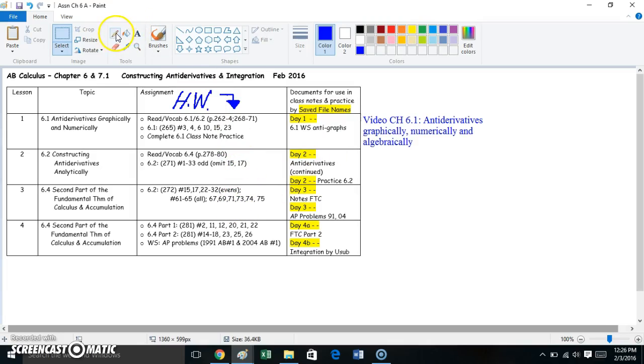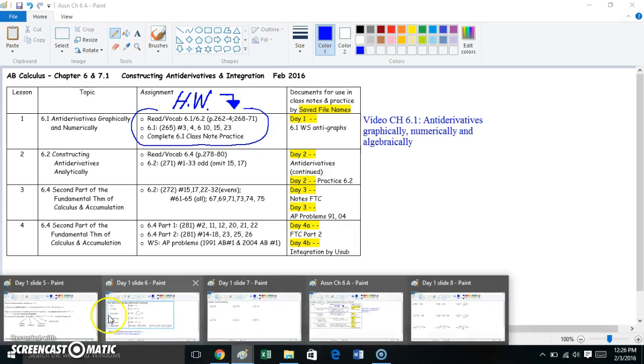Okay, we're going to look at examples of the antiderivative, the integral, and how that works. And when this video is complete, you can try the homework for assignment 1.